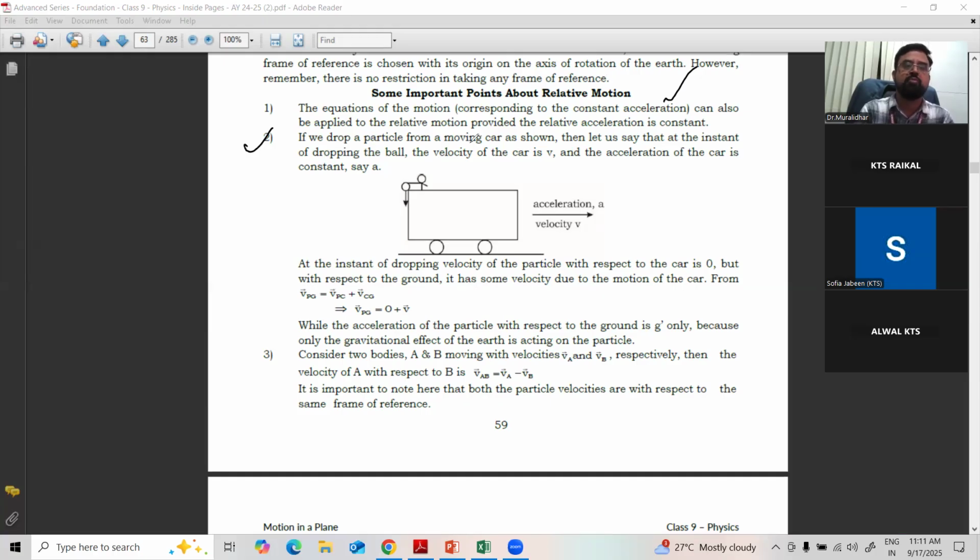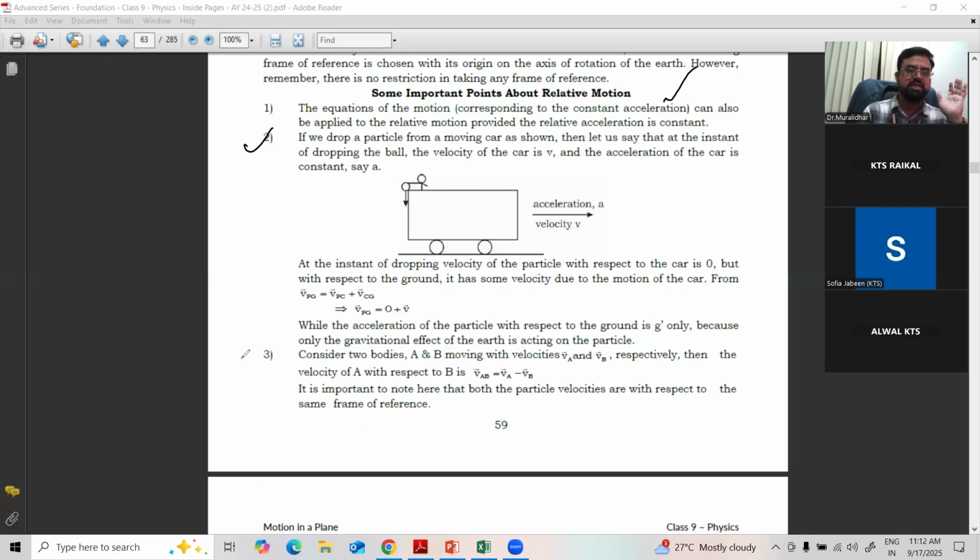If you drop a particle from a moving car, then let us say that at the instant of dropping the ball, the velocity of the car is v and the acceleration of the car is, say, a. At the instant of dropping, the velocity of the particle with respect to the car is 0. But with respect to the ground, it has some velocity due to the motion of the car. When a person is dropping a ball from the moving car, as long as the ball is in his hand, it is moving with the vehicle velocity. But when you drop the body, the velocity will change.